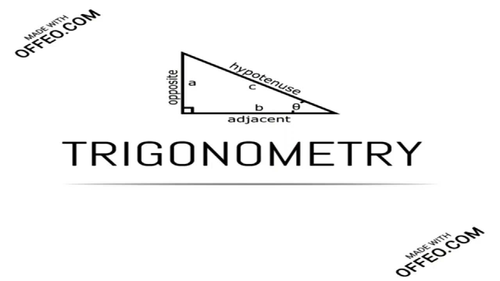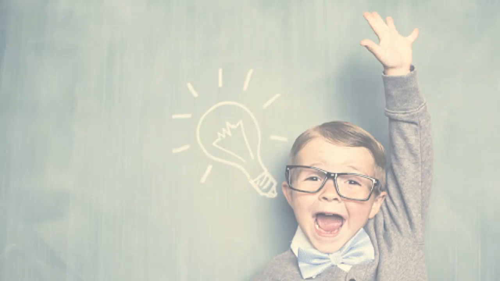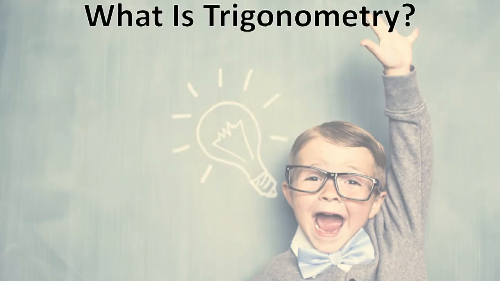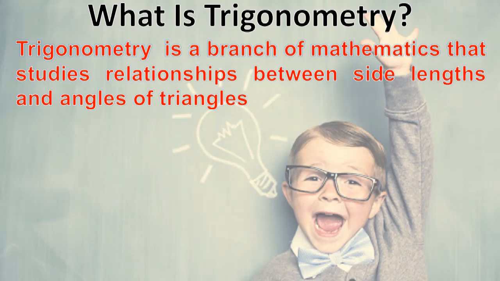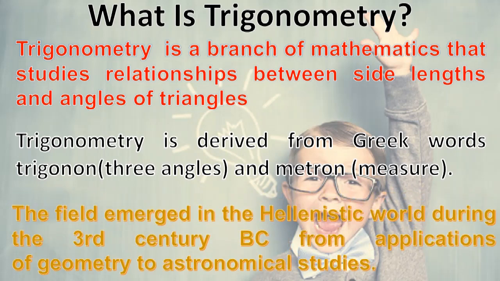Now let's revise the basics again with what is trigonometry. Trigonometry is a branch of mathematics that studies relationships between sides, lengths and angles of triangles. Trigonometry is derived from the Greek words trigonon, 3 angles, and metron, measure. The field emerged in the Hellenistic world during the 3rd century BC from applications of geometry to astronomical studies.